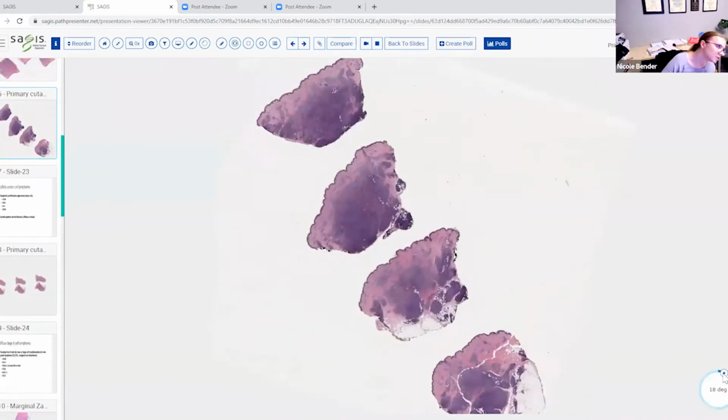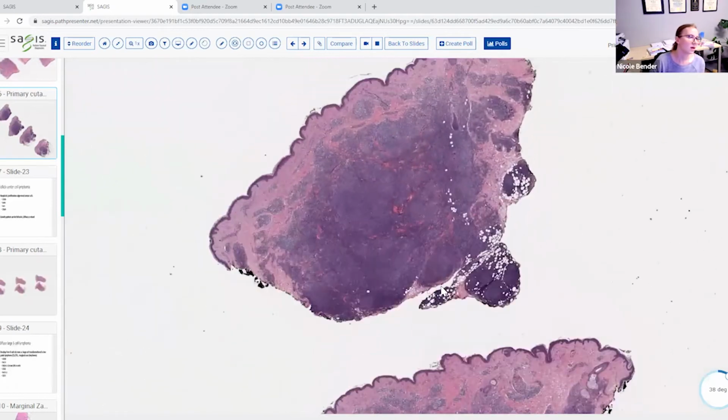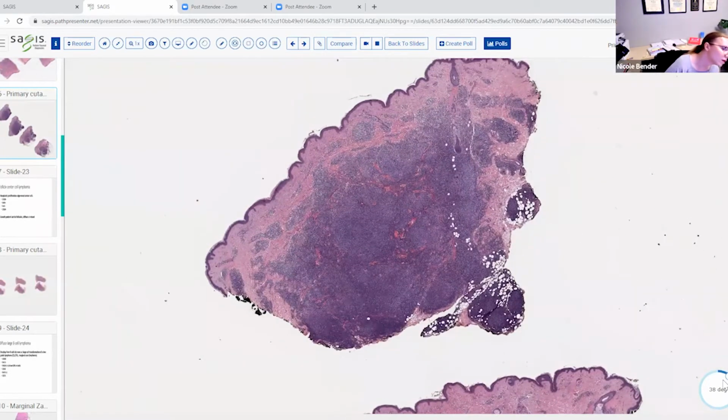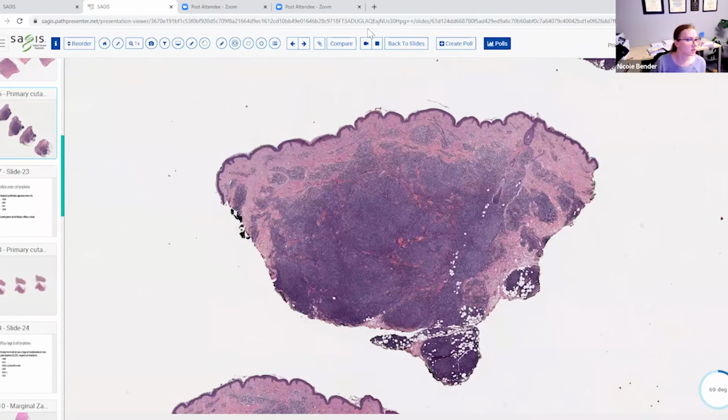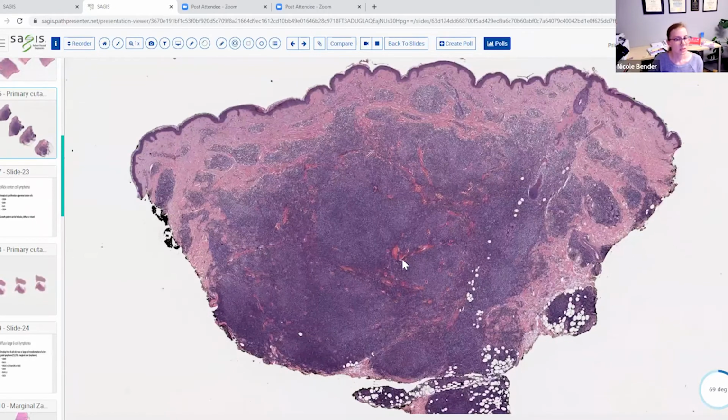This next case, here again we have a superficial and deep infiltrate of cells.